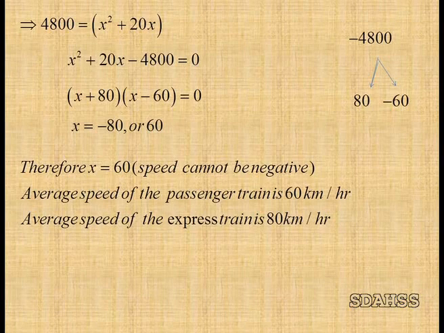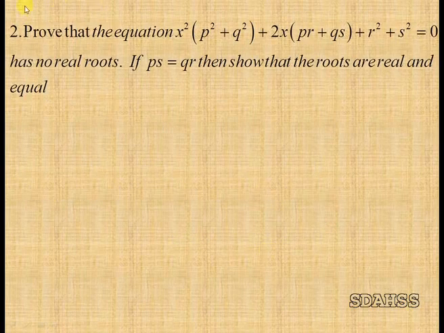Therefore x is equal to 60, since the speed cannot be negative. Average speed of the passenger train is 60 km per hour. Average speed of the express train is 80 km per hour.